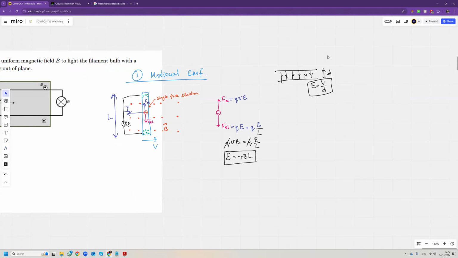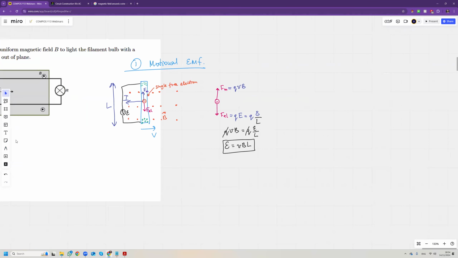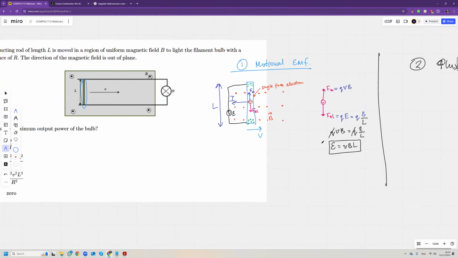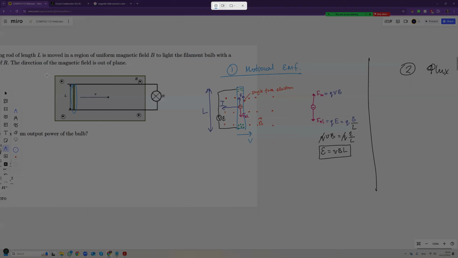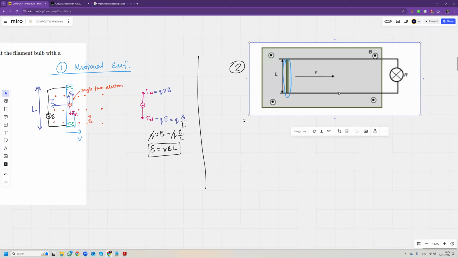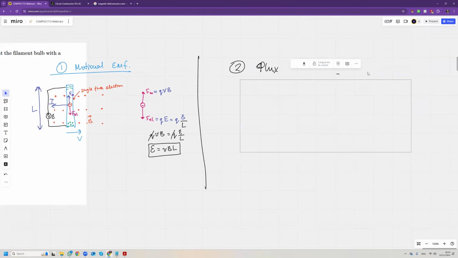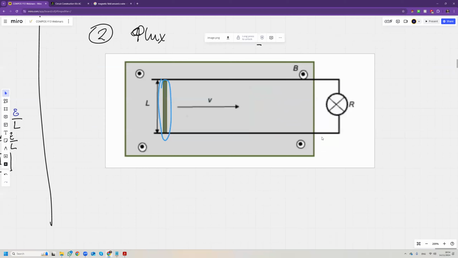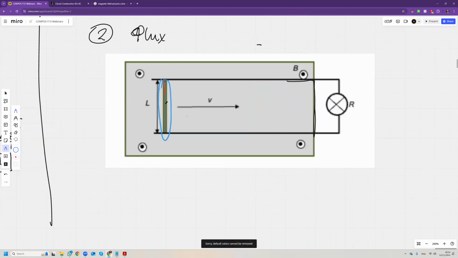Now, I want to arrive at the same result by considering the flux. So solution 2: flux. Right, so to do this, I will draw this. I'll copy this picture. And I will realize that there's an area. This is an area inside a magnetic field.